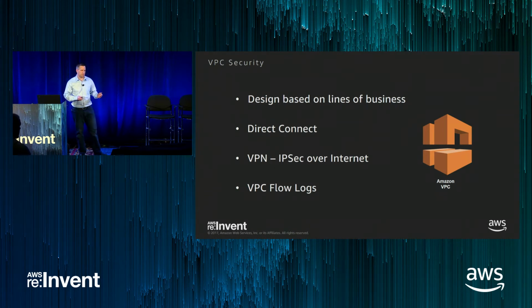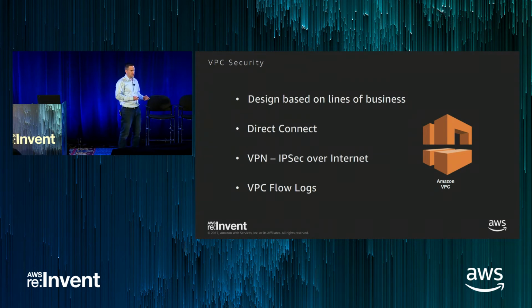We have a 10 gigabit Direct Connect back to our primary data center, and we have backup VPN tunnels to our DR data center. VPC flow logs provide flow level visibility into the communications of each instance. We use it to troubleshoot connectivity issues to see if a security group could be blocking the traffic.